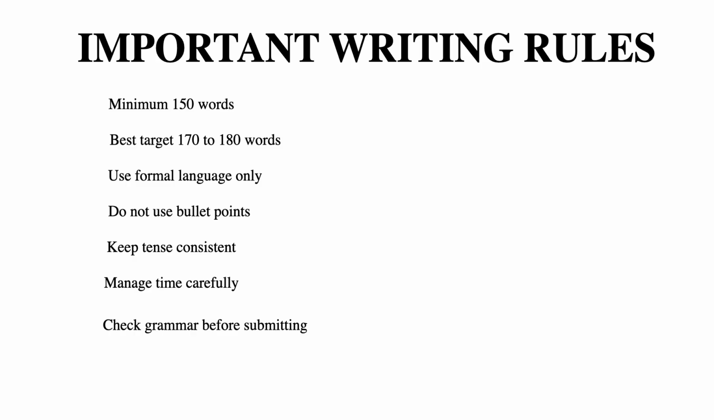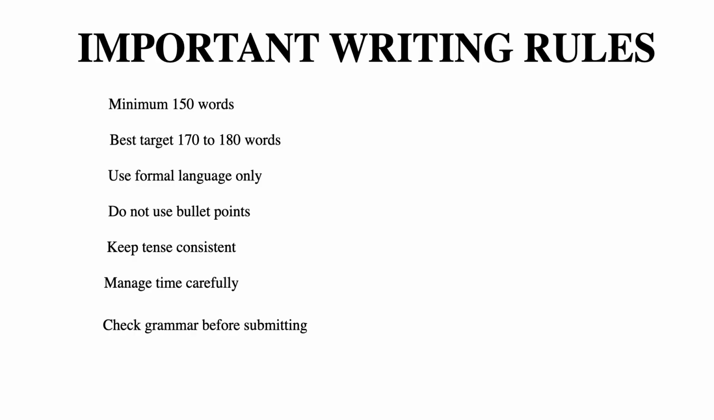Fifth rule, keep your tense consistent. Always check the time period shown in the question. If the graph shows data from the past, use past tense. If the graph shows future prediction, use future tense. If the process explains a general system, use present tense. Changing tense randomly creates grammar mistakes.